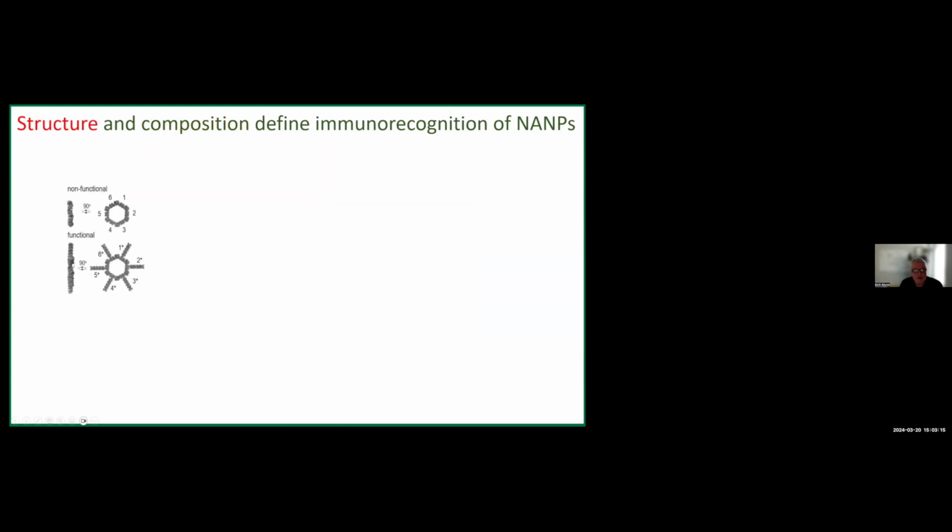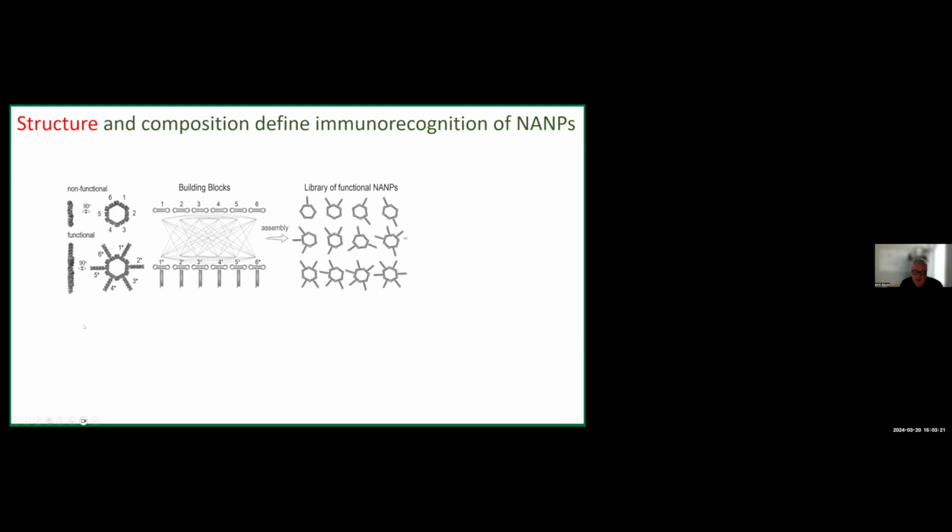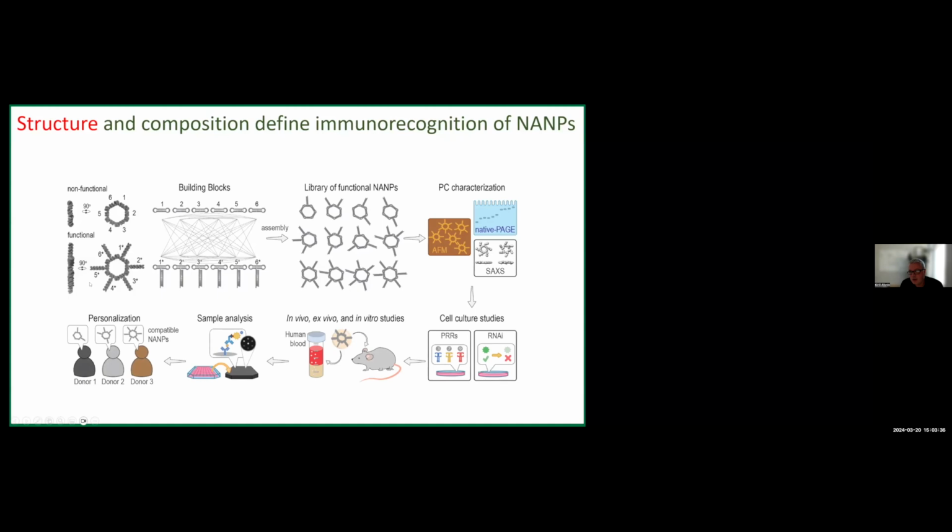We also assessed the influence of the structure of the nanoparticles due to the modular nature of NAMPs by assembling different combinations of functionalized and non-functionalized monomers. We can create a library of functional nucleic acid nanoparticles with regulated spatial orientations of therapeutic nucleic acids that we then can confirm by using different techniques and analyze in cell cultures or in animals or in the blood of the healthy human donors.